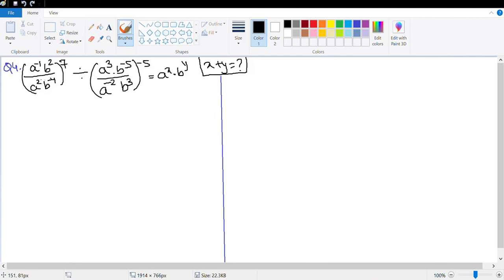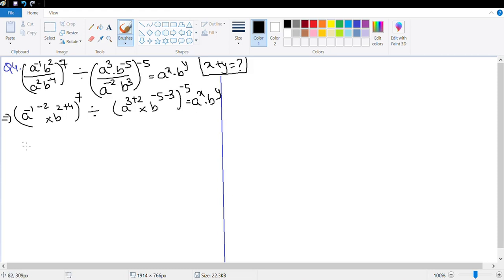Question 4 has a and b both in numerator and denominator. So let's take everything in the numerator. I have a to the power negative 1 minus 2, multiplied with b to the power 2 minus of negative 4, that's plus 4, everything raised to the power 7, divided by a to the power 3 minus of negative 2, that's plus 2, multiplied with b to the power negative 5 minus 3, everything raised to the power negative 5. This is equal to a to the power x multiplied with b to the power y.